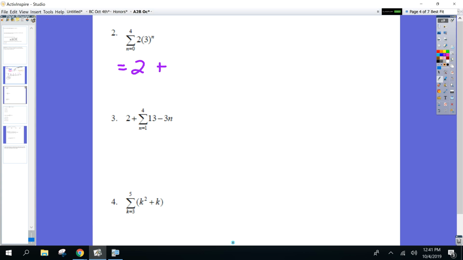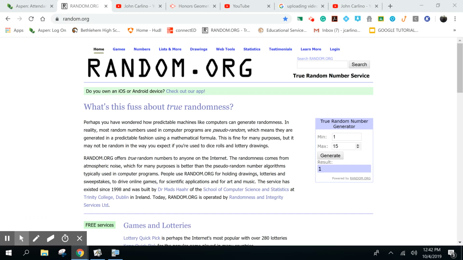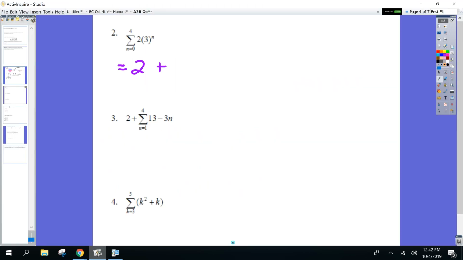You just plugged in 0. Don't go right to 4. Next number you plug in is 1. So everyone plug in 1 for n, and you end up with 6. Yep.